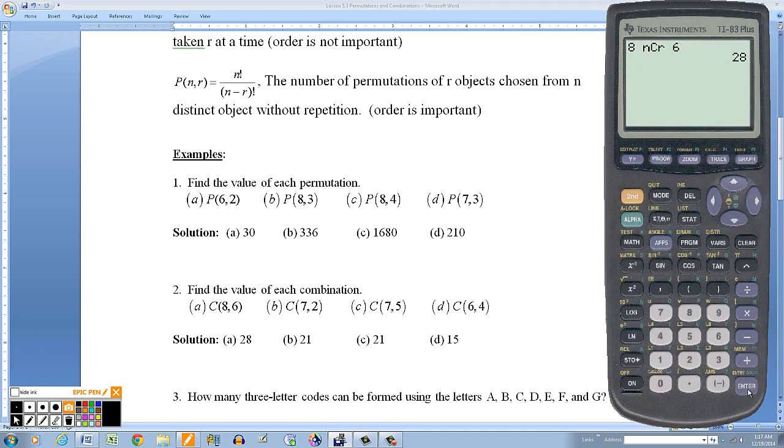Okay, we'll do one more of these. The second one, B, combination of 7 things taken 2 at a time. Enter the 7, over to math, probability, number 3, enter the 2, hit enter. So the answer is 21. The number of combinations of 7 things taken 2 at a time is 21.